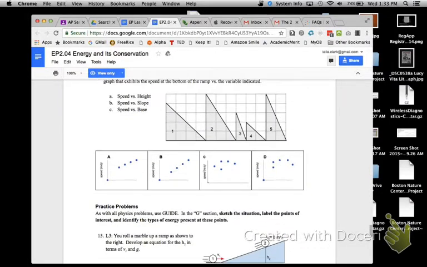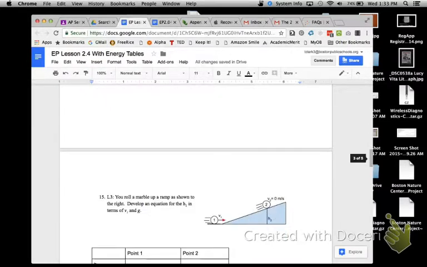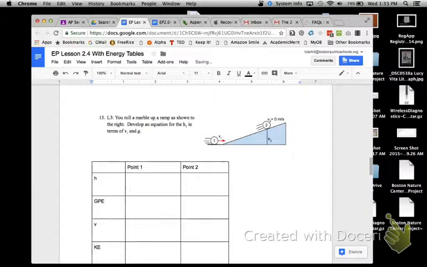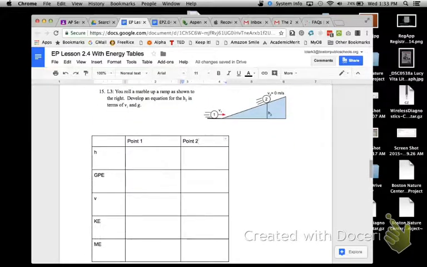So now we're going to do question number 15. You roll a marble up a ramp, and we're going to develop an equation for H2 in terms of V1 and G. So H2 is the thing that we want. We want it in terms of V1 and G.